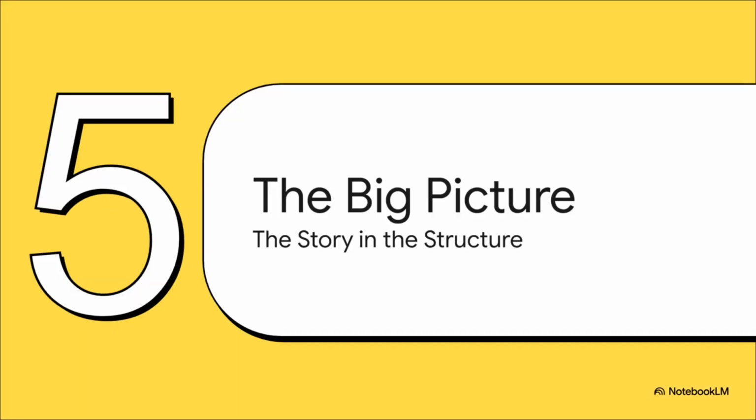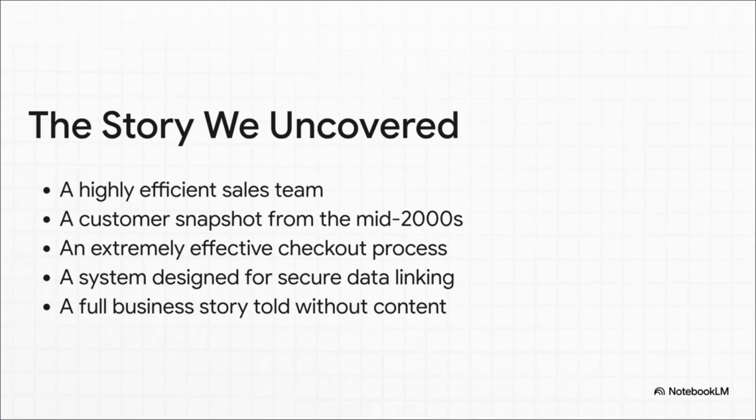Okay, let's zoom back out. We've been way down in the weeds, but let's put all these clues together. What is the full story that this structure, and only the structure, has told us? It's actually amazing. Just by looking at the blueprint, the schema, the tables, the number of records, we uncovered the whole story. We found a super efficient sales team operating back in the mid-2000s. We saw they had an incredibly effective checkout process and that their customers used a diverse mix of credit cards. And we saw that all of this information was stored in a well-designed, secure system. A complete business narrative told without reading a single word of the actual data.